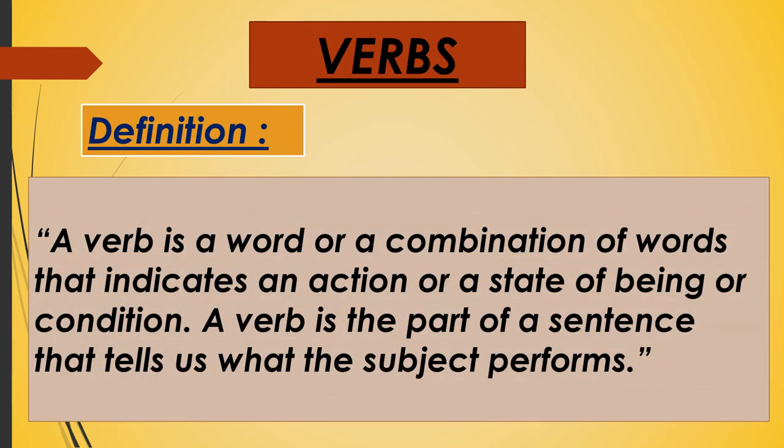A verb is a word or a combination of words that indicates an action or a state of being or condition. A verb is the part of a sentence that tells us what the subject performs. I repeat it again. A verb is a word or a combination of words that indicates an action or a state of being or condition. Or in a simple way, we can say that a verb denotes an action and it is also called a doing word.